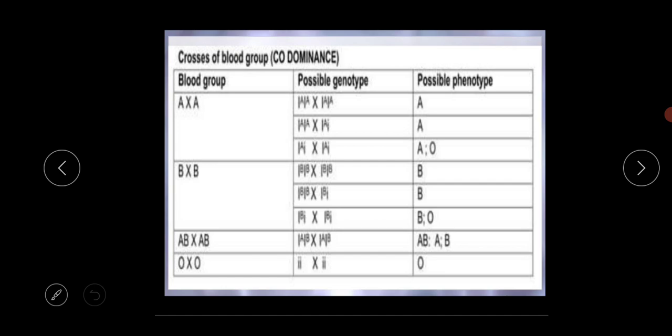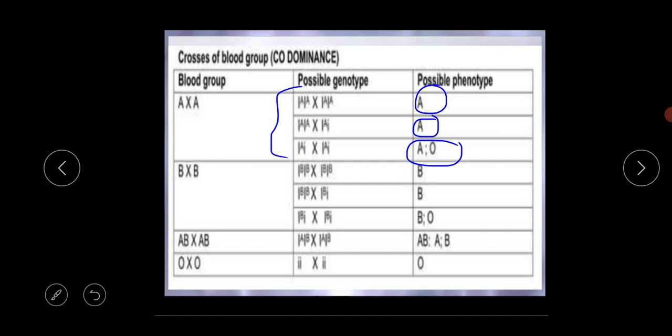So this is the crossing of blood groups. Suppose my father's blood group is A and my mother's blood group is A also. What will be the offspring's blood group? If you cross in this way, IAi into IAi gives IAIA, A blood group; IAi, A blood group; IAi, A blood group; and ii, O blood group. So there will be the possibility of either A blood group or O blood group.